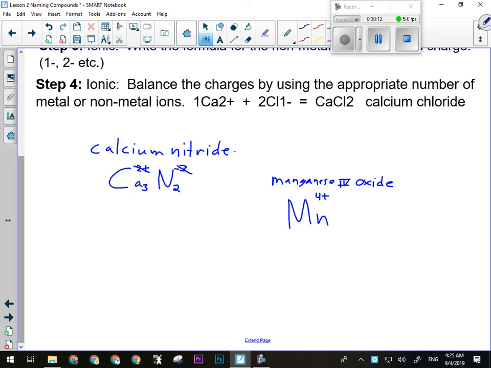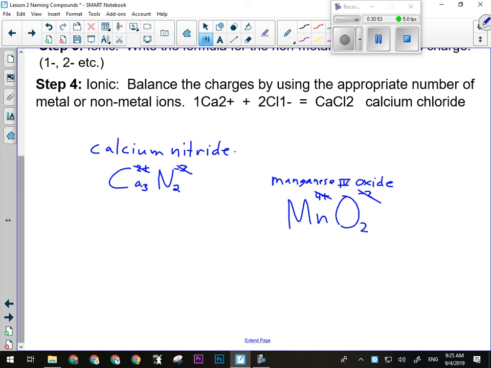What's oxygen? It's a -2. Here's the exception. When I drop and swap, I get this, 2 and 4. Do I leave it like that? No, I always reduce, just like a fraction. Compounds are just like fractions. We always reduce to the lowest form. So this would be MnO2. That's one of the exceptions. If you get numbers that you can reduce, you should reduce them. It will be marked wrong if the numbers are not reduced.